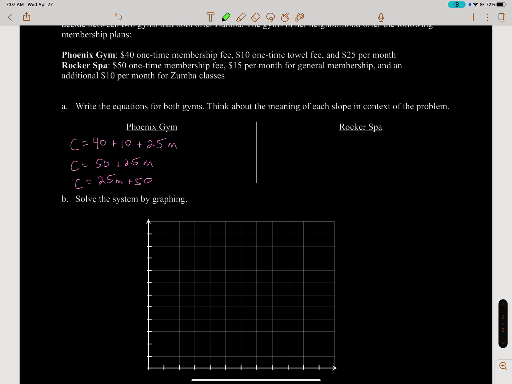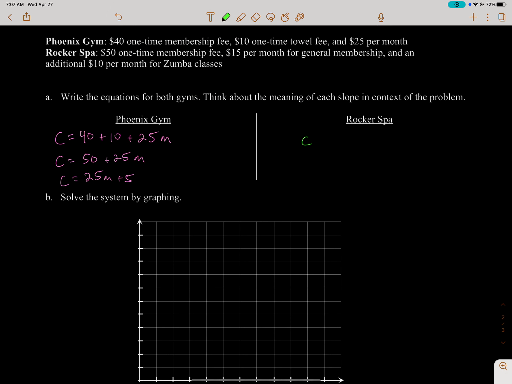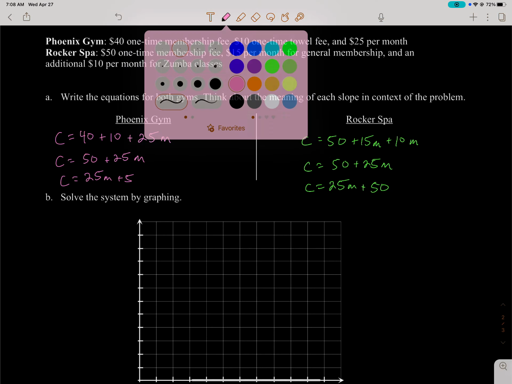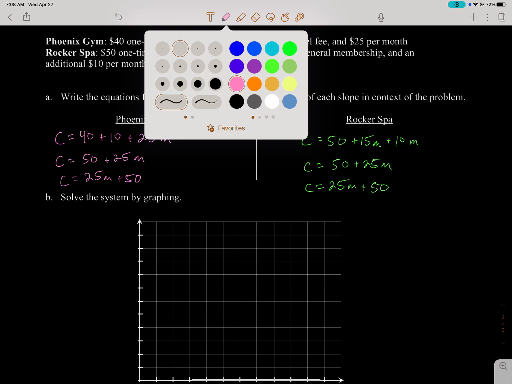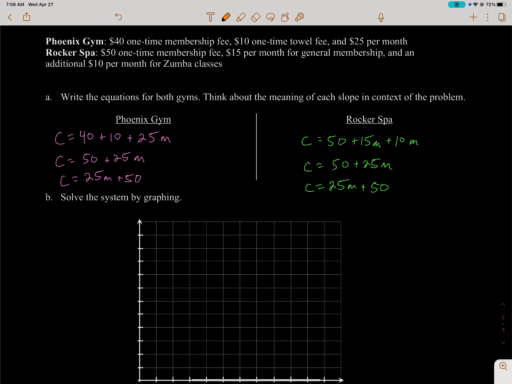Let's go to Rocker Spa. The cost there is going to be a $50 one-time fee up front, and then $15 per month for a general membership, and then another $10 a month if you want to join the Zumba. Right? So if we simplify that, it's 50 plus 25M, and if I rewrite it, I get 25M plus 50. This should have been a 50 over here. Put a 50.